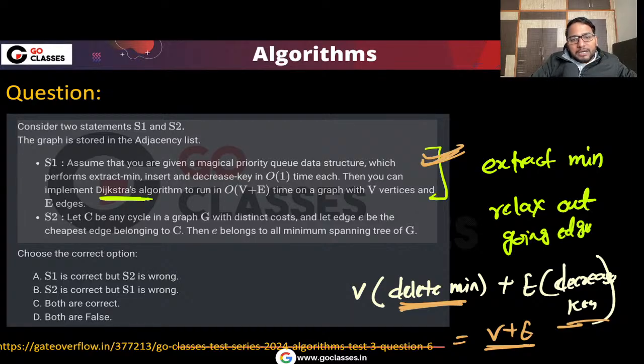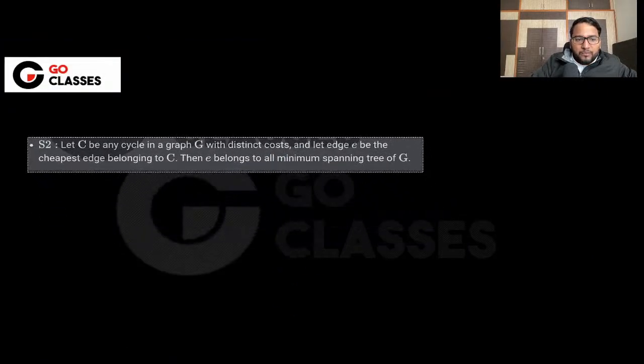What about this? Consider a cycle C of this graph G with distinct costs. Let edge E be the cheapest edge belonging to C. I think we have already seen this particular statement from MIT. Can you tell me whether this is true or false? I told you this is from the MIT question.